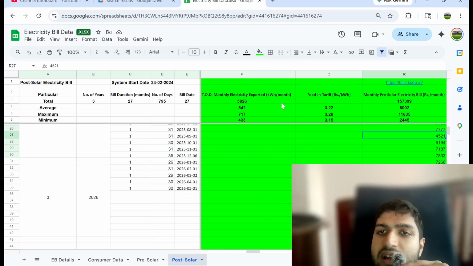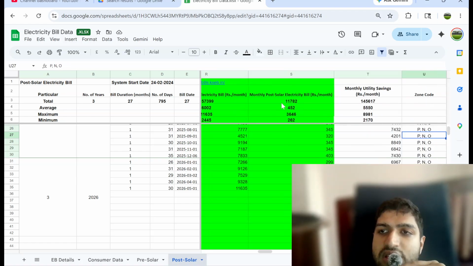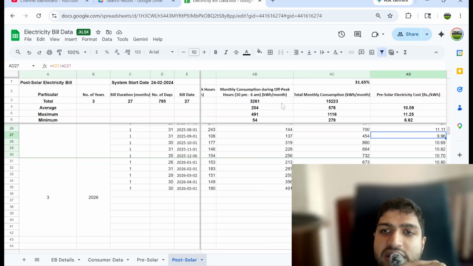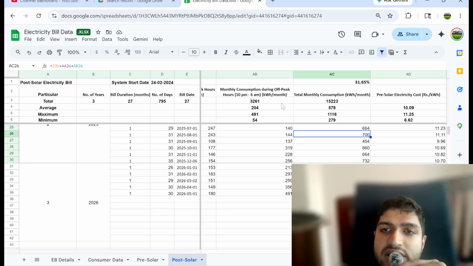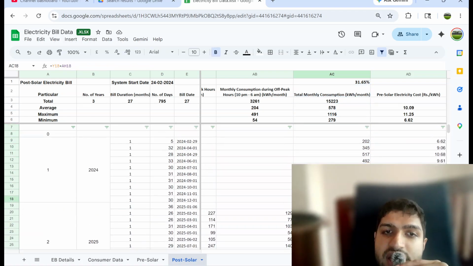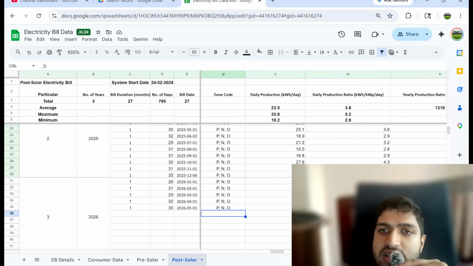Now, how do we calculate the consumption? There is another column here for the consumption. And here, monthly consumption from solar is calculated on the total monthly consumption. So the total monthly consumption is written here. As you can see, it is divided into each month and how the consumption has increased.